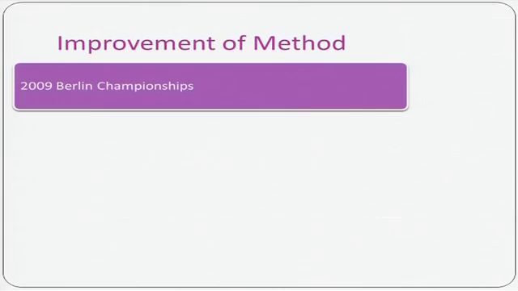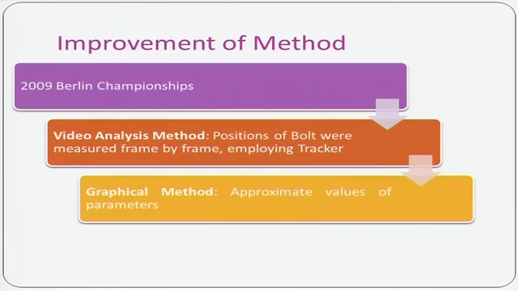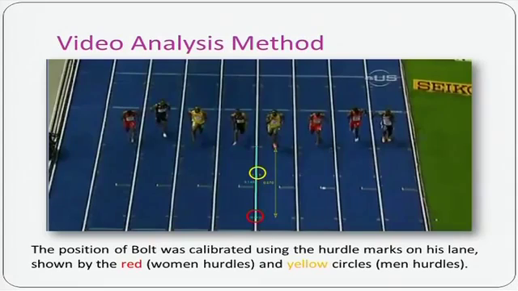We now work on the case in the Berlin Championships. As more data are required, we decided to employ the software Tracker to measure the position of Bolt frame by frame. We call this the video analysis method. We then obtain approximate values of parameters using the graphical method I explained before. But we have to find accurate values of parameters, so we employ the algebraic method. Let me explain in more detail.